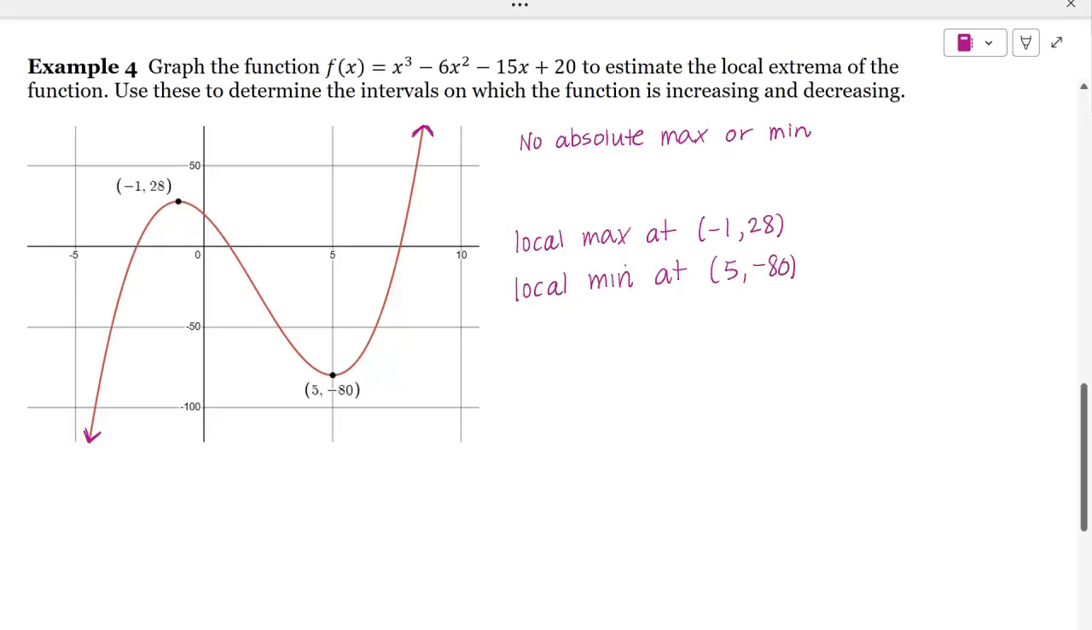Well, it looks like the only space where the graph is decreasing is on this interval here. So I'm going to say that the graph is decreasing between, and we use the x values to tell us where the function is decreasing. So between -1 and +5. I should say decreasing on.